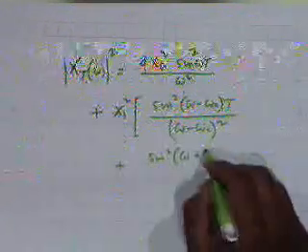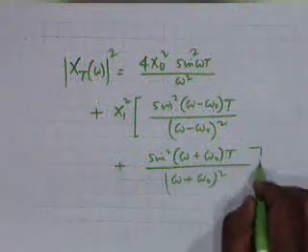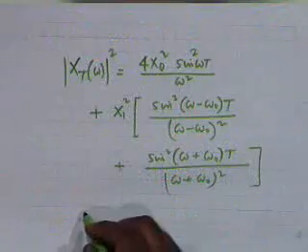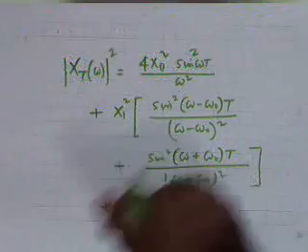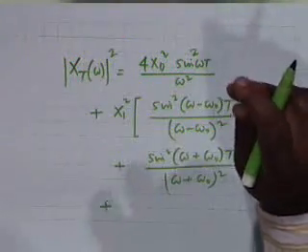Is that all? No, plus 4 x naught. You shall have sin omega t by omega. We shall have a term containing cosine theta. We won't have a term containing sin theta, shall we? Shall we have a term containing sin theta?